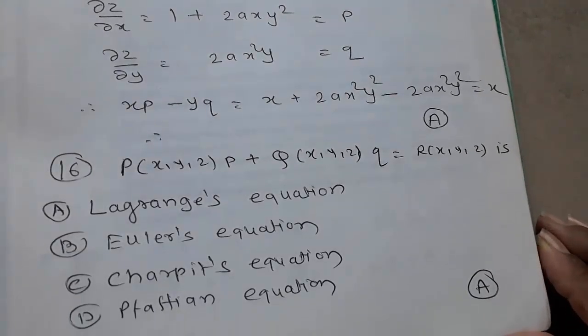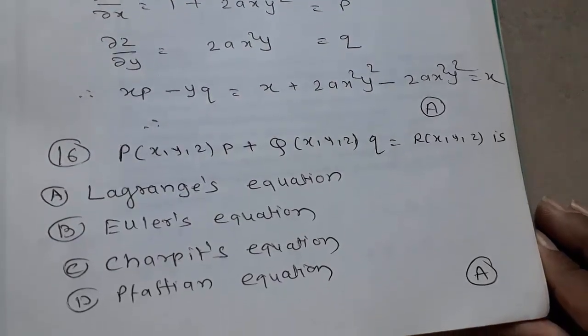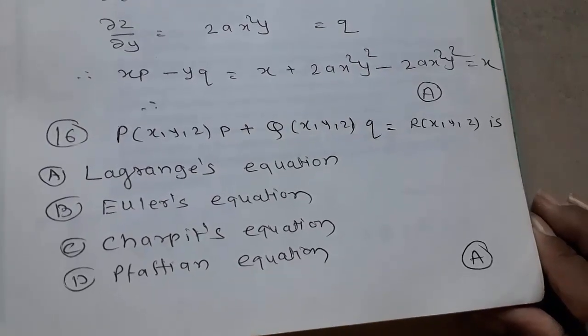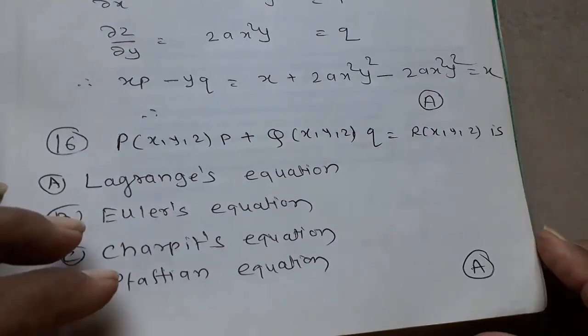16th, P of xyz p plus Q of xyz q equal to R of xyz is: Lagrange's equation, Euler's equation, Charpit's equation, Pfaff's equation. It is nothing but Lagrange's equation.